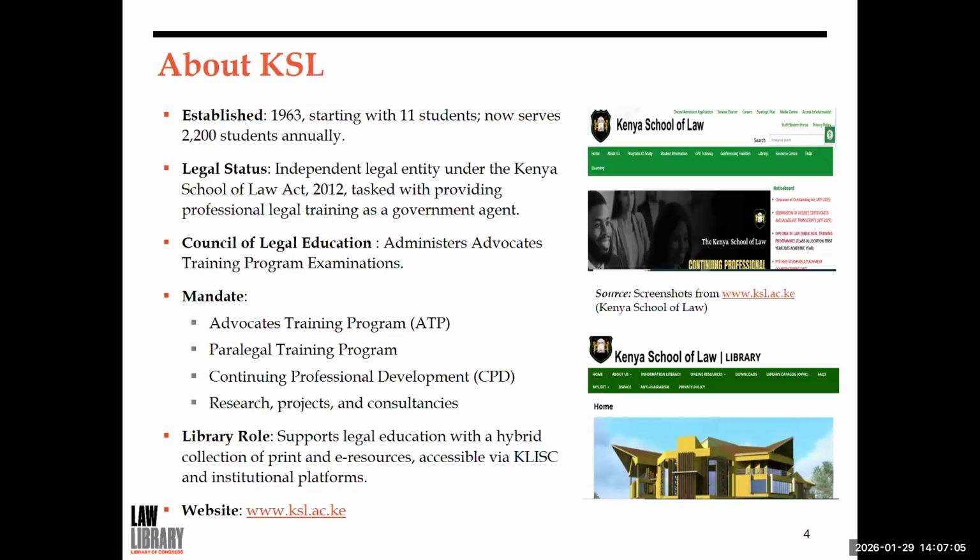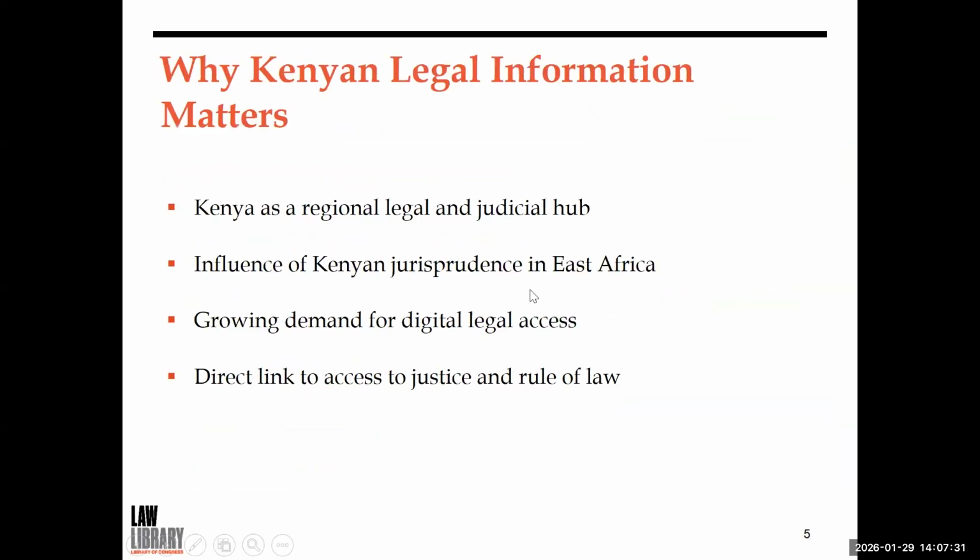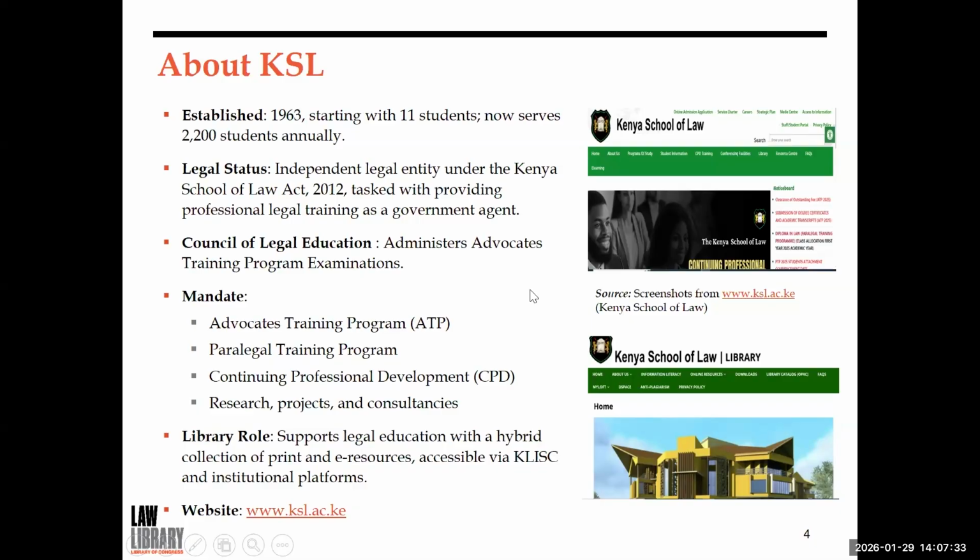I work for Kenya School of Law Library. If you want to visit, that is the website for the school. The institution was established in 1963, starting with 11 students, and now serves approximately 2,200 students annually. That's our annual number of students who enroll.